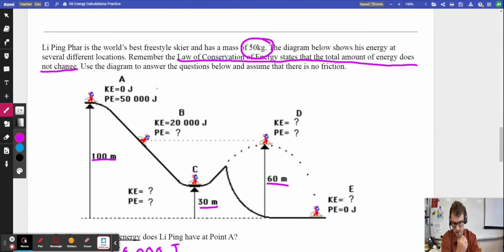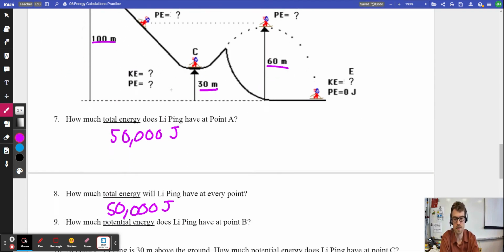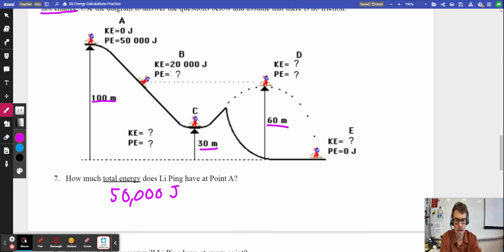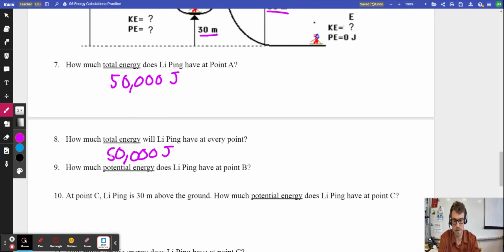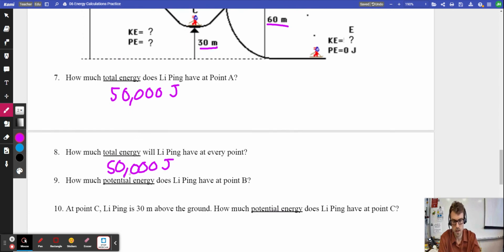Now, let's do one more together. All right. If he has 50,000 joules of total energy, how much potential energy will he have at point B? Well, notice that we are given that he has 20,000 joules of kinetic energy. All right. Again, the total needs to be 50,000. So to figure out the amount of potential energy, we just need to figure out what the missing amount is, right? 50,000 is equal to 20,000, that's the kinetic energy, right? Plus the potential energy. That's what we don't know.